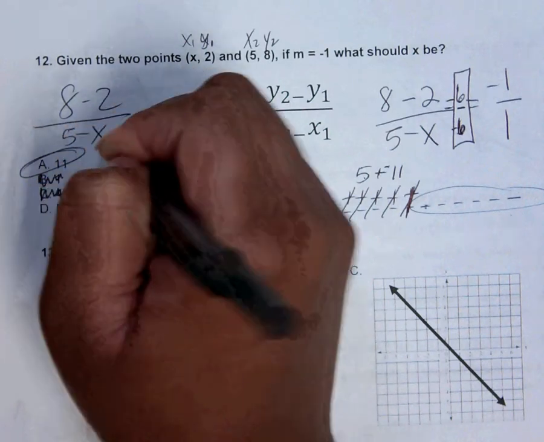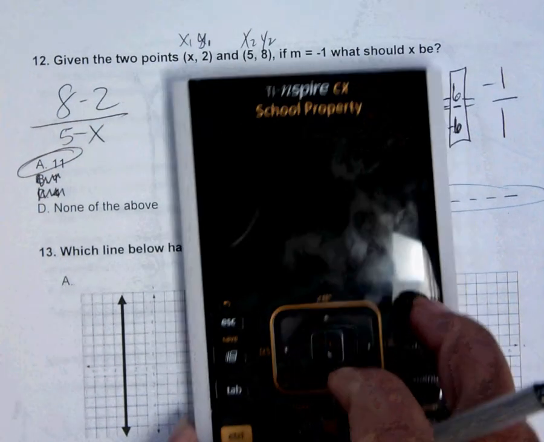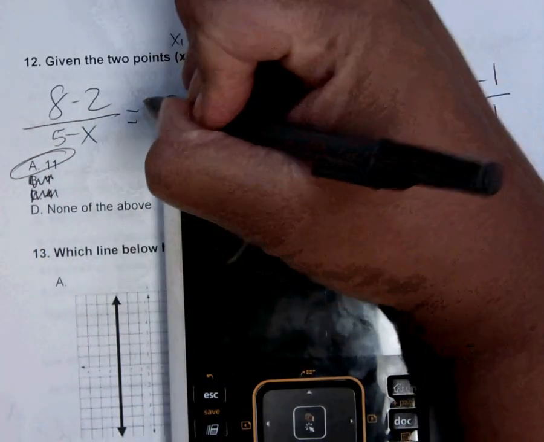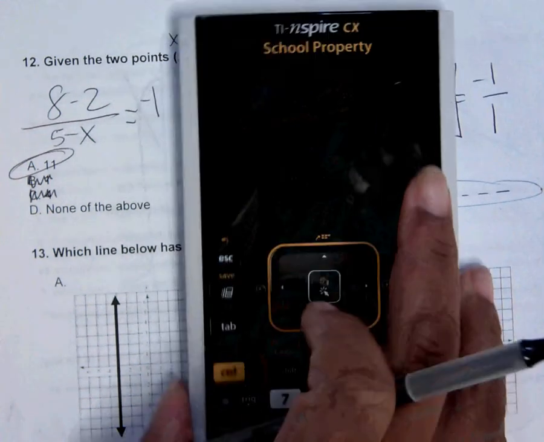Now, for those that freak out, when you get here and you write this and you say, Miss, I didn't get that. I can't do that. I don't understand that. Okay. Well, we know this is supposed to equal negative 1, right? Just plug in your answer choices.